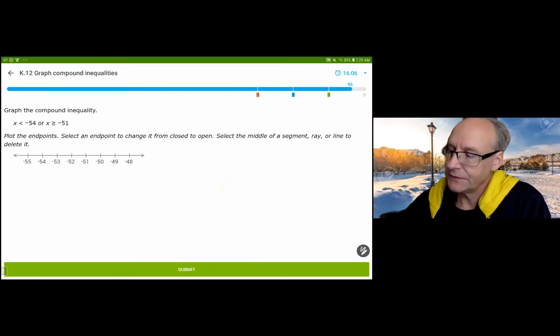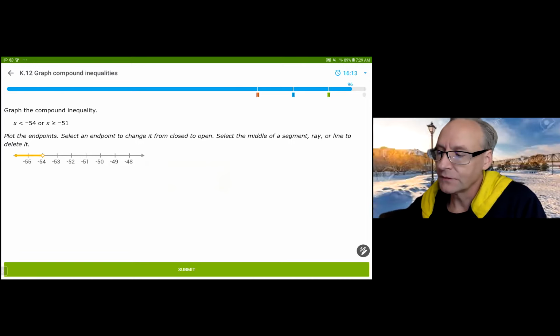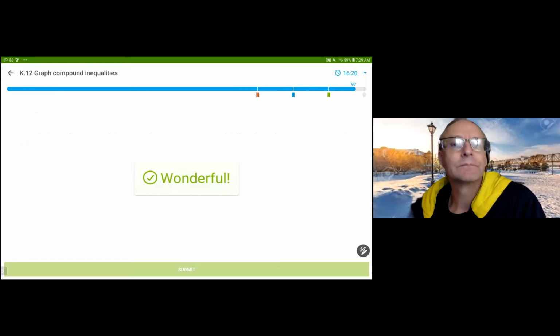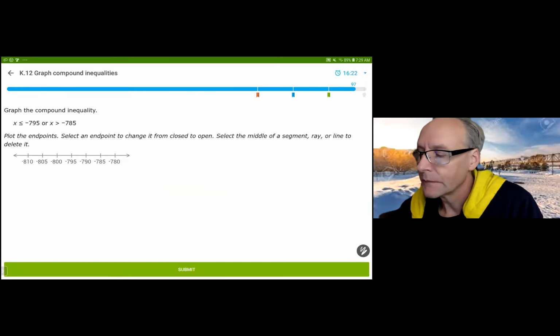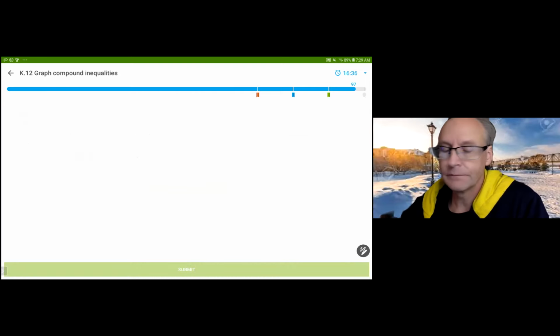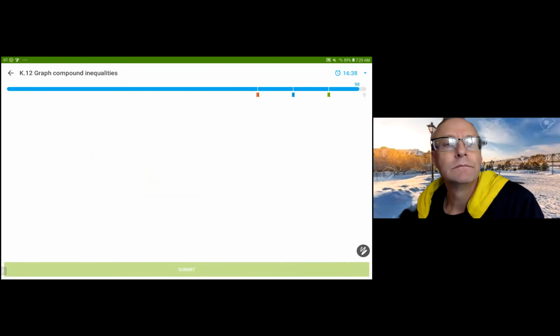Less than negative 54, or x is greater than or equal to negative 51. And there they are. Less than or equal to negative 795, that's all of those. And negative 785, it has to be greater than that, but not equal. There it is. We're getting there.